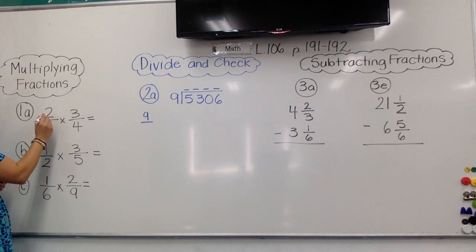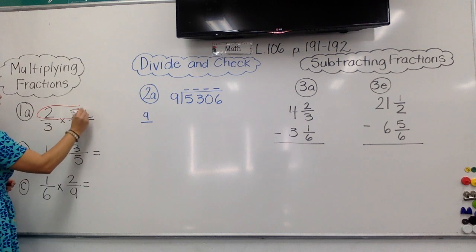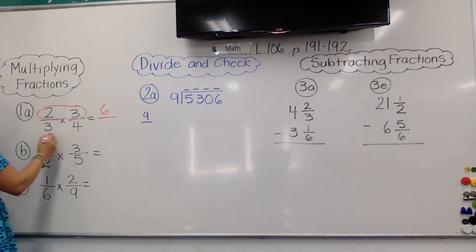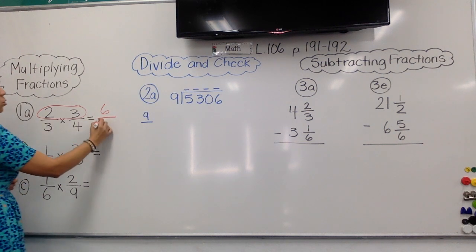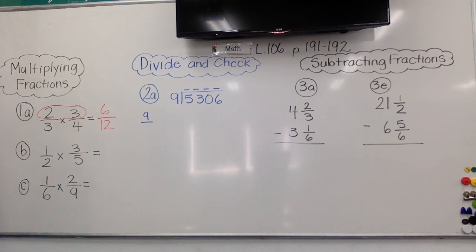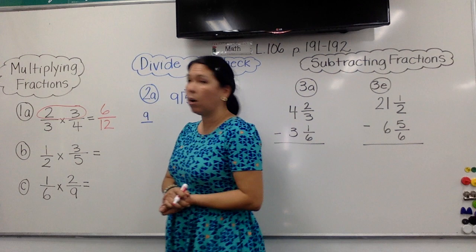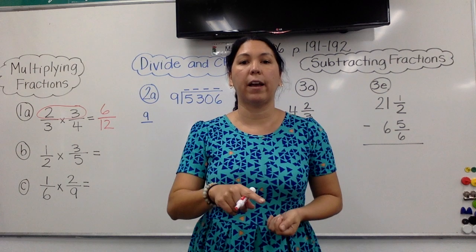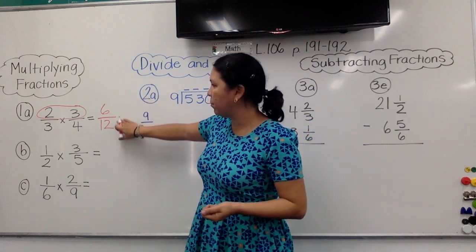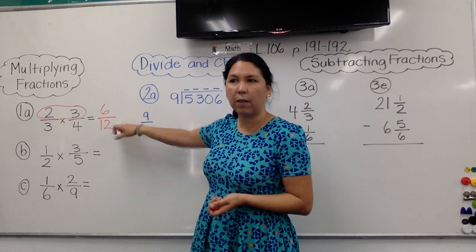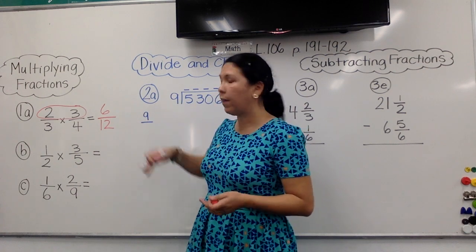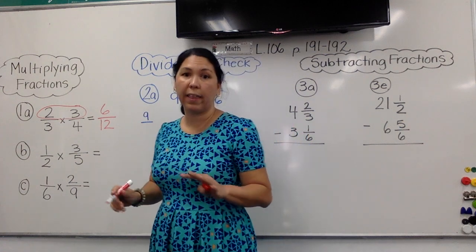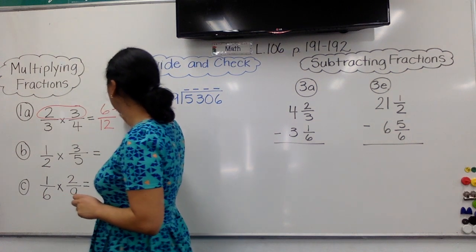All right, so 2 times 3, top times top, what do we get? 2 times 3 is 6, correct. 3 times 4 is 12, very good. Looking at this problem, are we able to reduce 6 and 12? Now remember, the first trick I always like to check is, can I count by the top number to get the bottom number? Can I count by 6 to get 12? 6, 12, for sure. So if I can count by the top number to get the bottom number, we're going to divide by the top number. Always try that first.